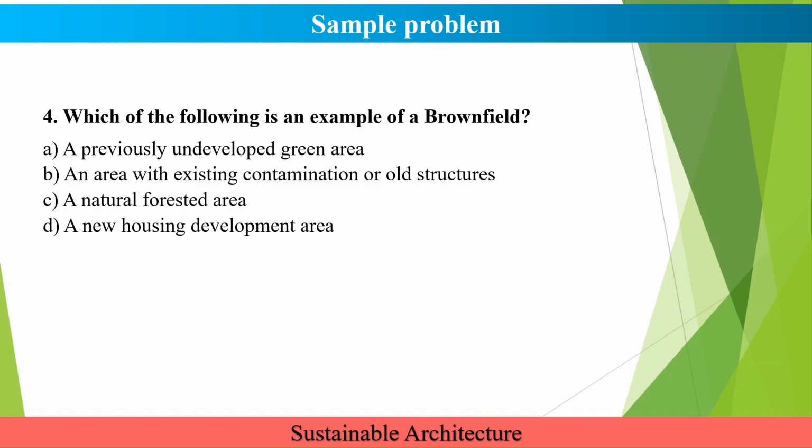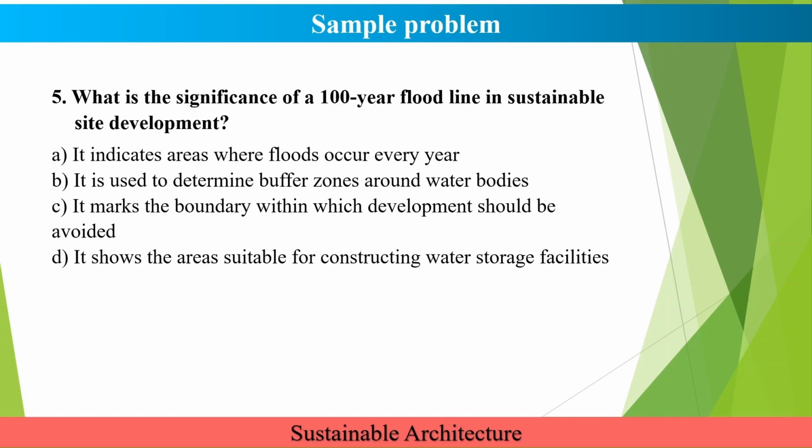So this question number 4, option B is the right answer. From the definition of a brownfield, we can know that an area with existing contamination or old structures is redeveloped. That is brownfield development. So B will be the right answer. Can we move to the fifth question without much delay? Yes, sir. Okay. So here is the fifth question.